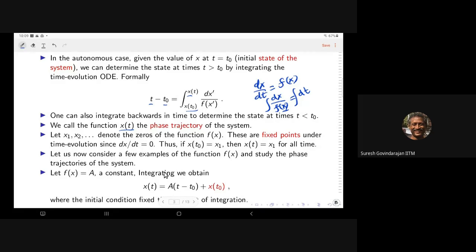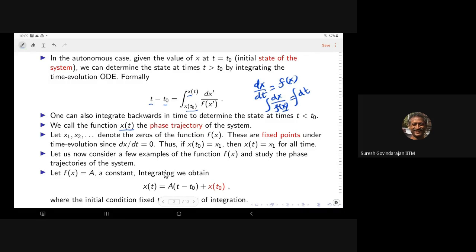So my dynamical system has, in some sense, 1 degree of freedom, which we'll call x, and its time evolution is given by dx by dt equal to f of x. That is the time evolution. So you have to tell me what f of x is. If you don't give me f of x, there is nothing to this problem. So we are assuming that we are given f of x.